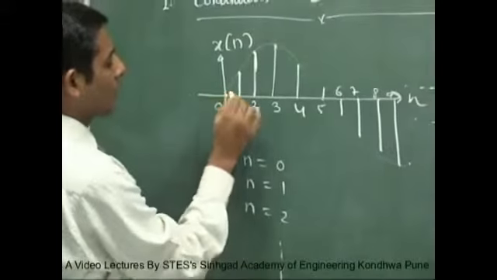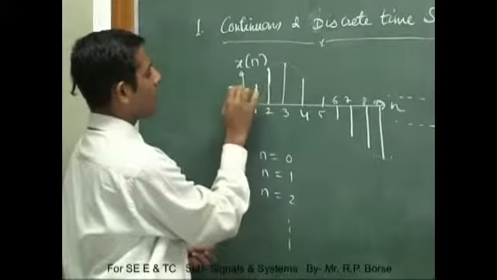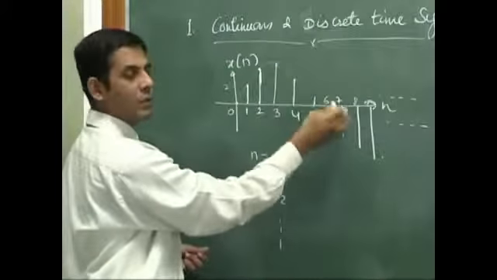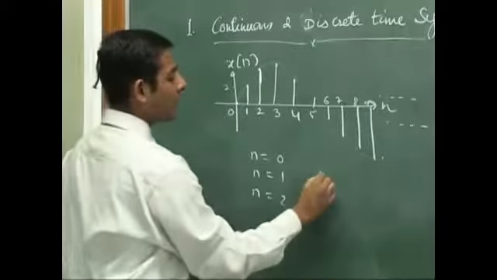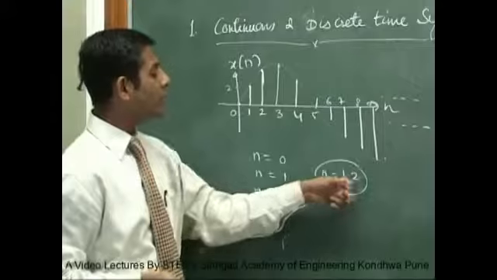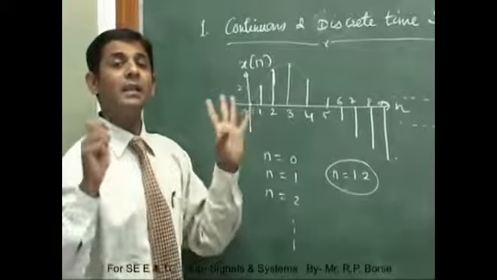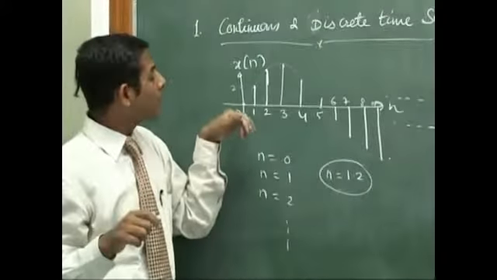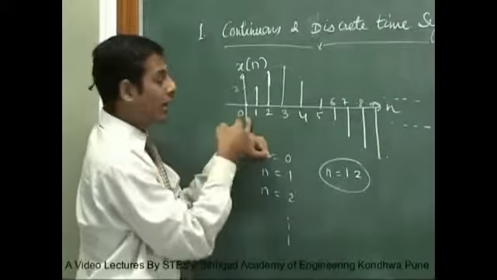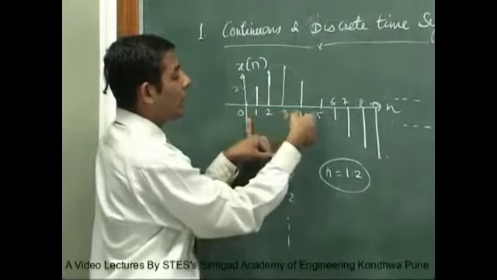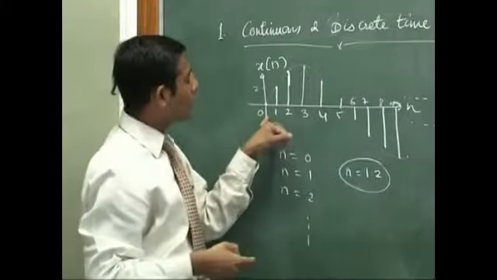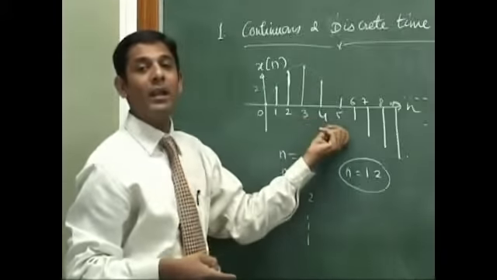For 0 the value is 0. For 1 the value is, suppose, 2. For 2 the value is suppose 4. For 3 the value is 5, and this goes on. But if you ask me what is the value of the signal at 1.2, I cannot say that the value of the signal at 1.2 is 0. The value of the signal is simply not defined. So the signal is defined only for integer values of instants: 0, 1, 2, 3, 4, 5. Generally these are integers. So it is defined only for these particular values of time.